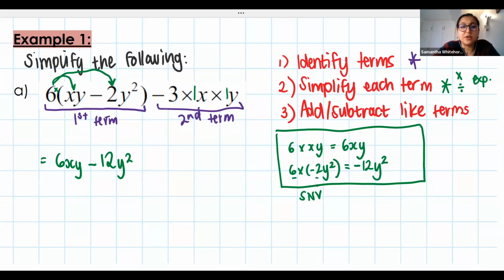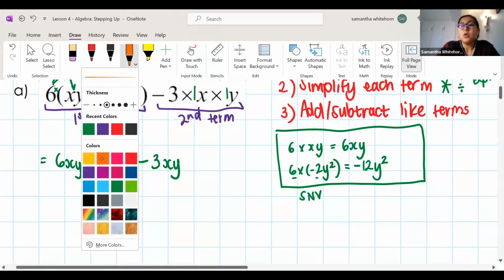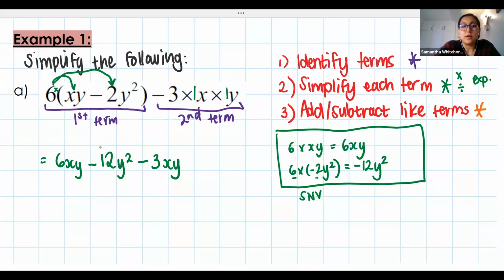But essentially you've got a negative times a positive, which is a negative. 3 times 1, which is still 3, and then x times y, which is xy. Once you have simplified each of your terms, so once step 2 is complete, you can now move on to step 3, which is to add and subtract your like terms.